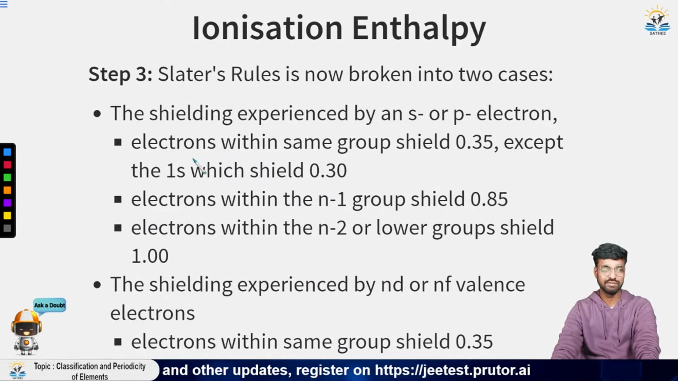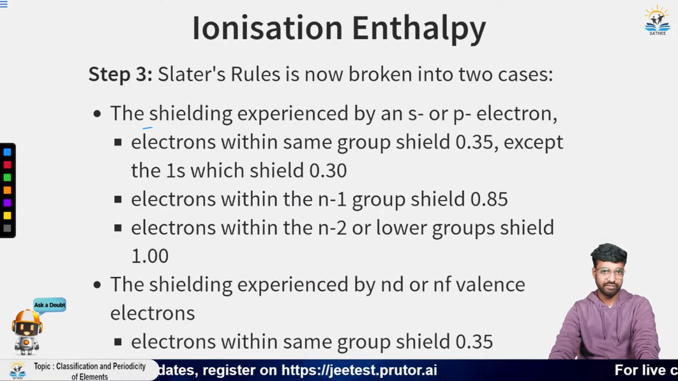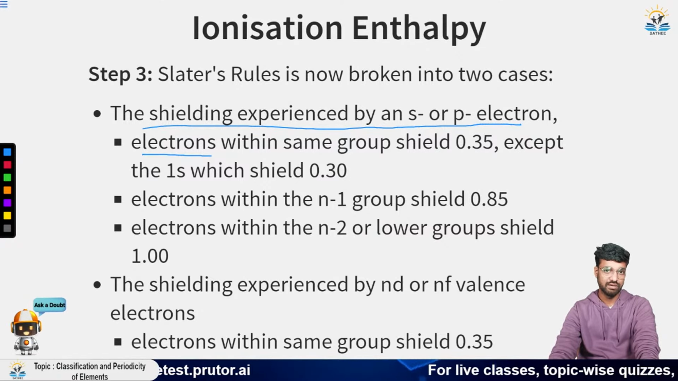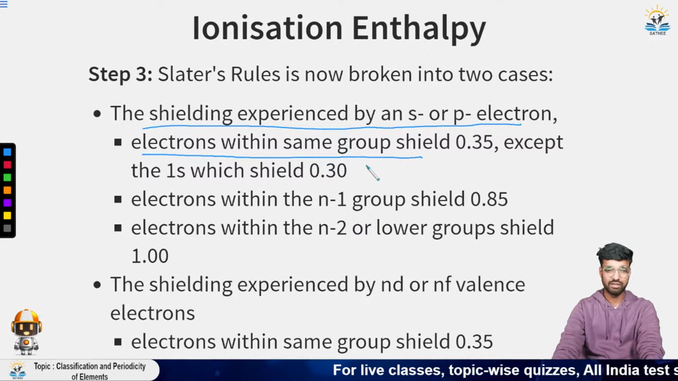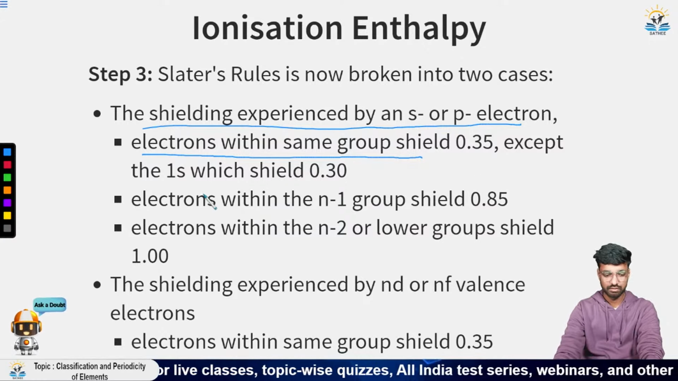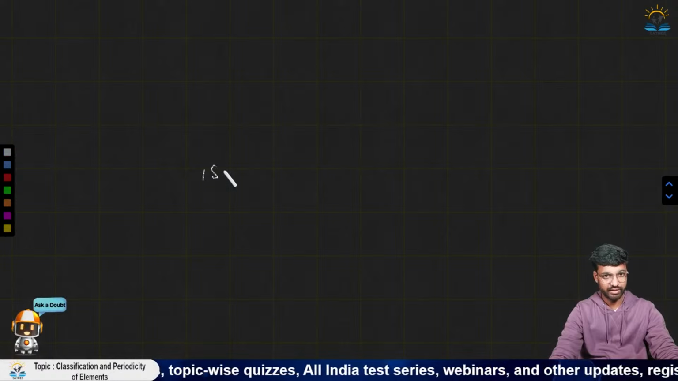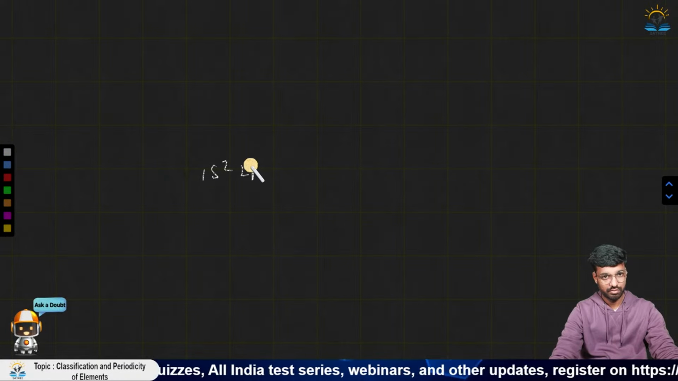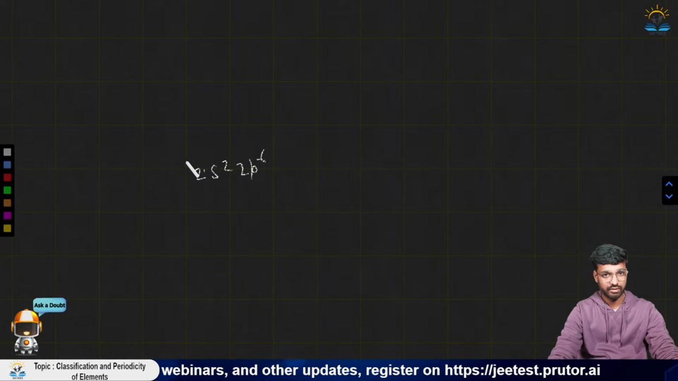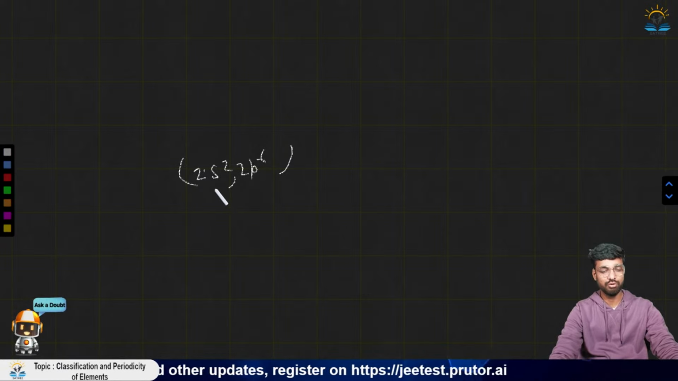Now how will we calculate it? If the shielding effect is experienced by an s or p electron, there is a rule. It says that electrons within the same group, suppose we have 1s2, and let us consider another example, 2s2 and 2p6. Now we know that they are in the same group.